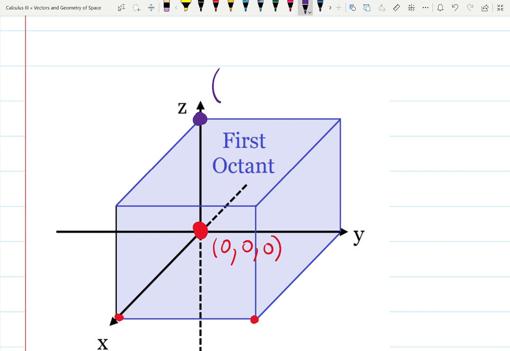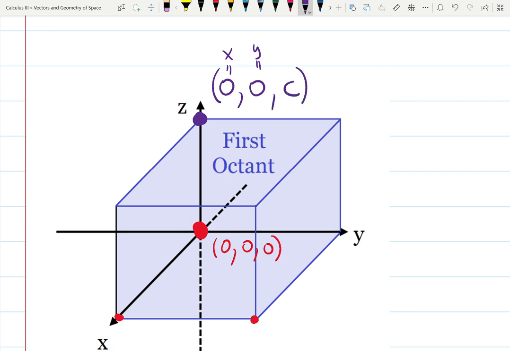0, 0, C, right? Let's call it C. This point is located on the Z axis. Whatever is missing is 0. There's no front and back, that gives me X to be 0. There's no left and right, so that's also 0. That's Y. But there is something positive up. Let's call it C. Does it make sense?